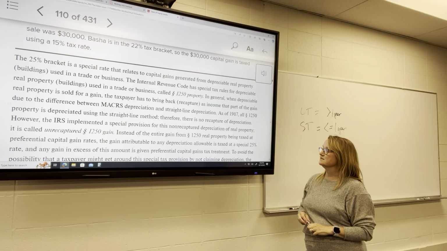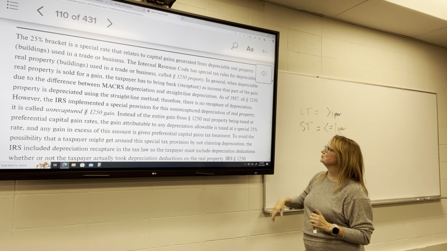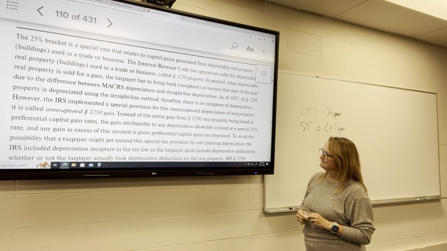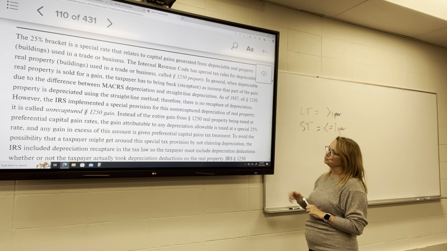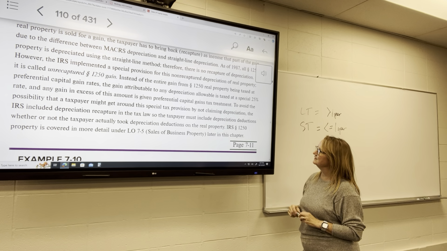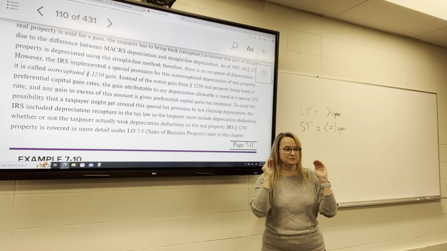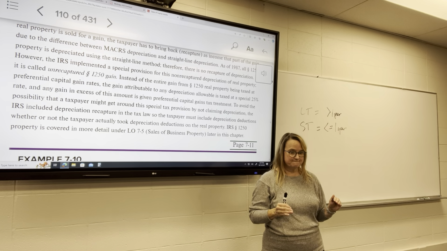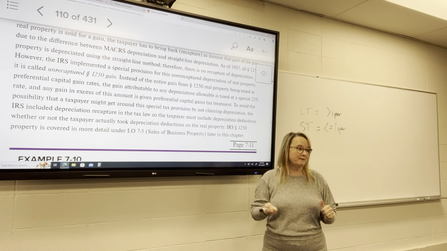However, the IRS has decided they needed to implement a special provision for this non-recaptured depreciation of real property. Instead of the entire gain from 1250 property being taxed at preferential capital gains tax rates, the gain attributable to any depreciation is taxed at a special 25% rate, and any gain in excess of this amount is given the preferential capital gains tax rate. Essentially what this means is that any amount that has been depreciated for a property is going to be taxed at 25%.